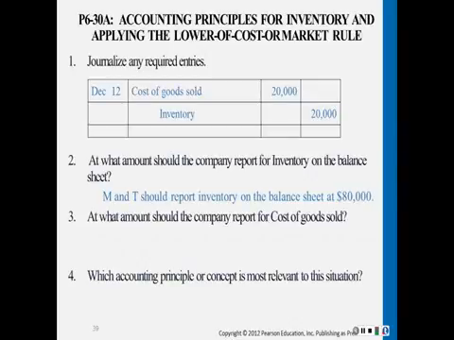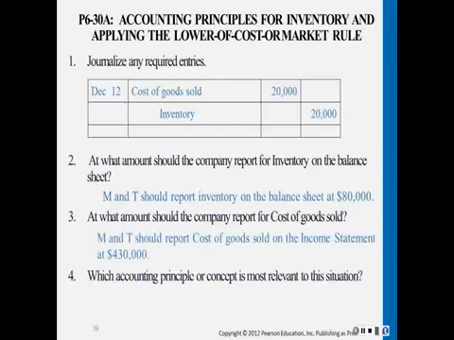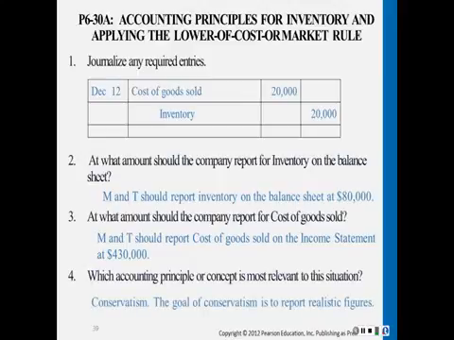At what amount should the company report for the cost of goods sold? M&T should report cost of goods sold on the income statement at $430. Which accounting principle? That is conservatism. The goal of conservatism is to report realistic figures.